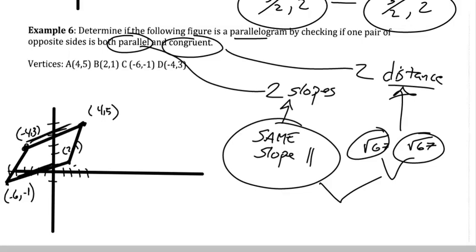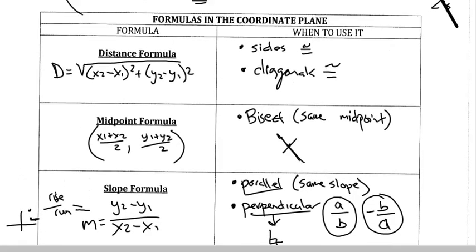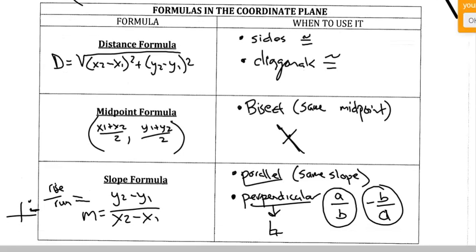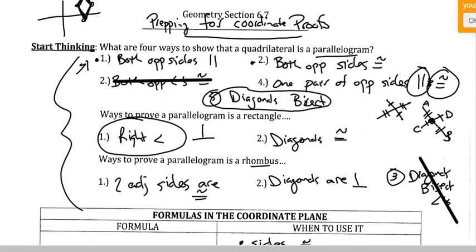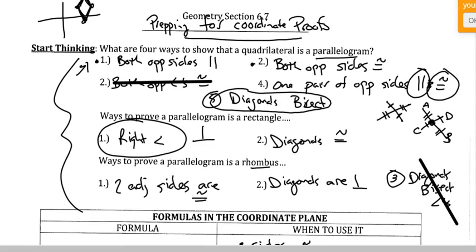So I want to go back to here. I just want to remind you the most important part here. Let's say you're trying to show they were congruent, that would be the distance formula. Diagonals are congruent, that would be the distance formula. Diagonals bisect one another, midpoint formula. Showing things are parallel or perpendicular, that's the slope formula. Basically, you would be using those formulas and doing a bunch of math and checking if slopes were the same or opposite reciprocals, or if the distances were the same.